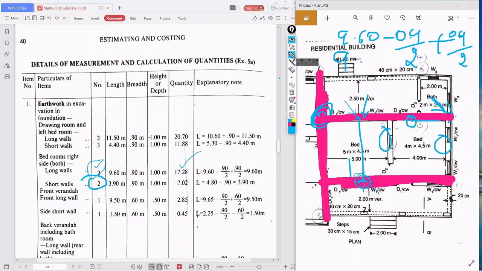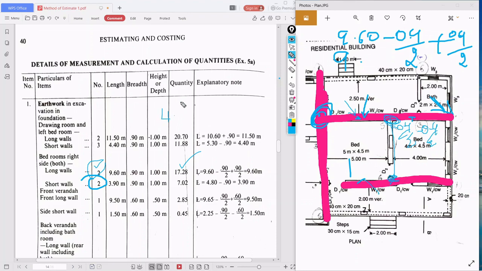I mean to say here, don't get confused, I'll write it here. This is the long wall, right? This one wall, from here to here this part is already excavated, and this part is also already excavated. So what is the height? That is 4.80. Whatever we added in the long wall, we have to deduct: minus 0.9 by 2, minus 0.9 by 2. So here also minus 0.9 by 2, minus 0.9 by 2.